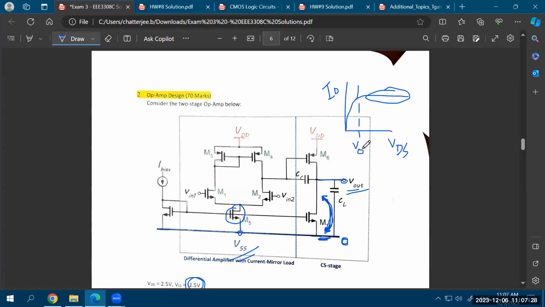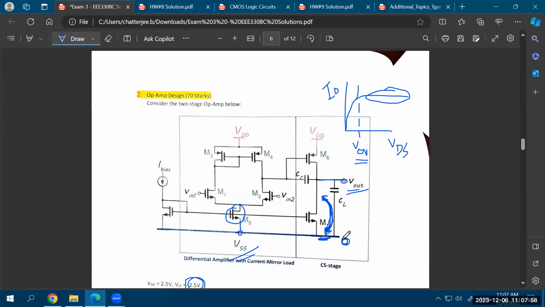At that point, VDS is equal to V overdrive. If VDS is more than V overdrive, you're in the saturation region. If VDS is less than V overdrive, you're in the triode region. So the minimum value of VDS that you need to ensure here is basically the overdrive. If you already found the overdrive voltage from the currents and the K values, just like you were doing for problem number 1 as well, then you can find out the minimum VDS for this transistor.